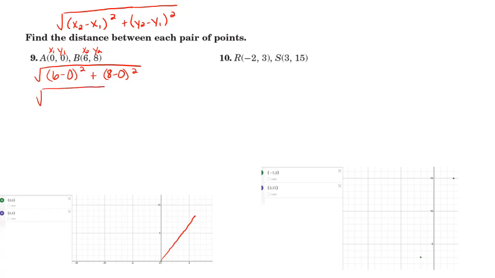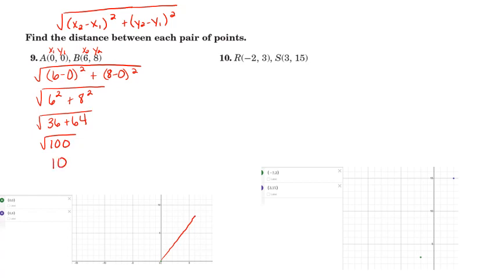Okay. 6 minus 0 is 6. 8 minus 0 is 8. Okay. 6 squared is 36. 8 squared is 64. 36 plus 64 is 100. And the square root of 100 is 10.